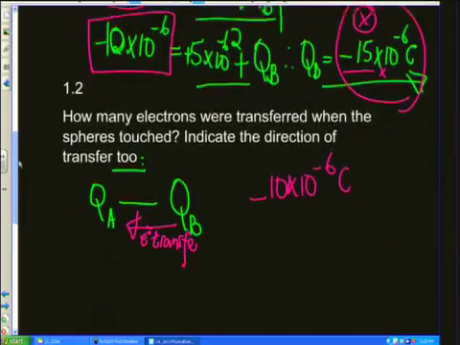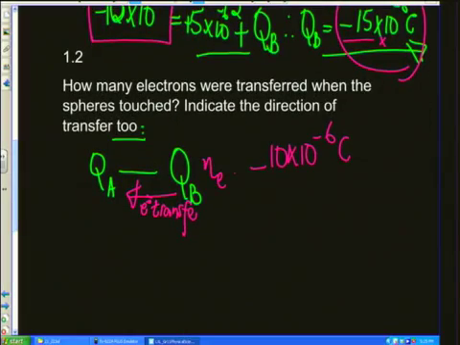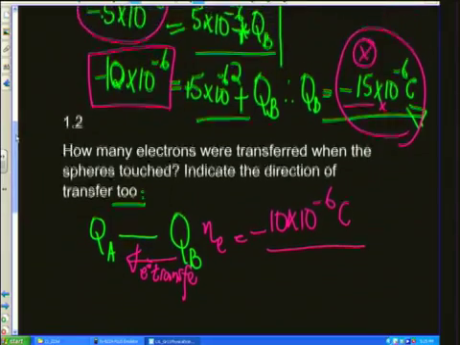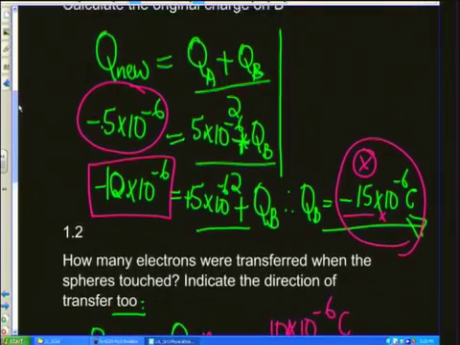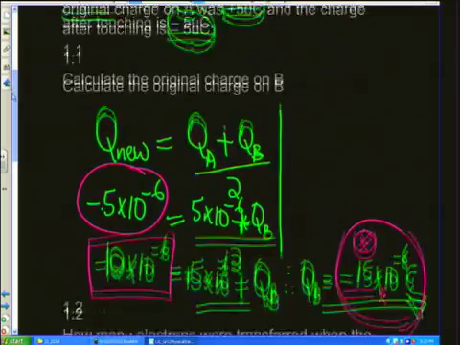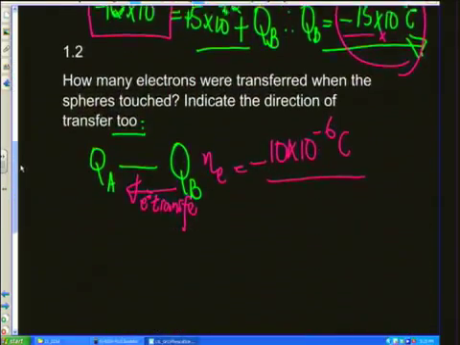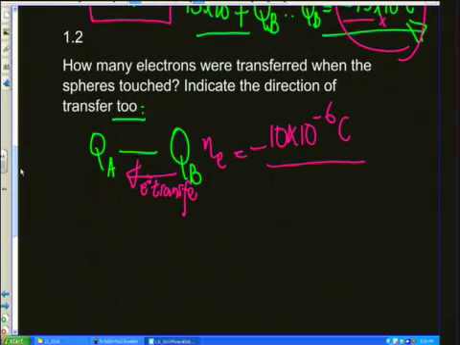And if we want to know the number of electrons, it will be equal to the amount of charge that has been transferred. The amount of charge that has been transferred, we found it to be 10. So we will divide this by the charge on an electron. Charge on an electron is minus 1.6 by 10 to the power minus 19. And that should give us the number of electrons.